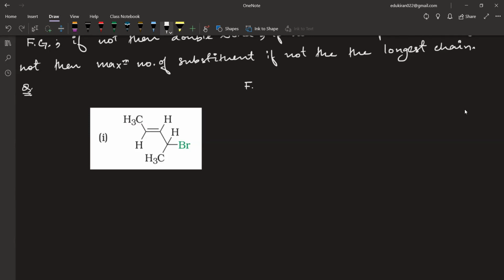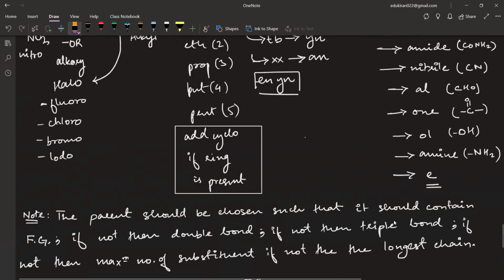Krishna, tell me what is the functional group here? Is there any functional group here? Krishna, कौन सा functional group है? Sorry, sir. I mean, there is no functional group. ठीक है, लिस्ट से कोई नहीं है ना, इनमें से है कोई?